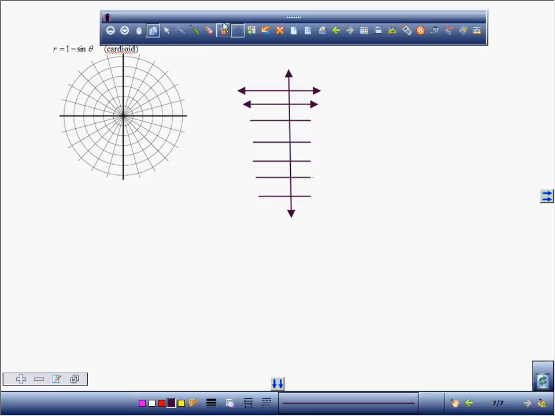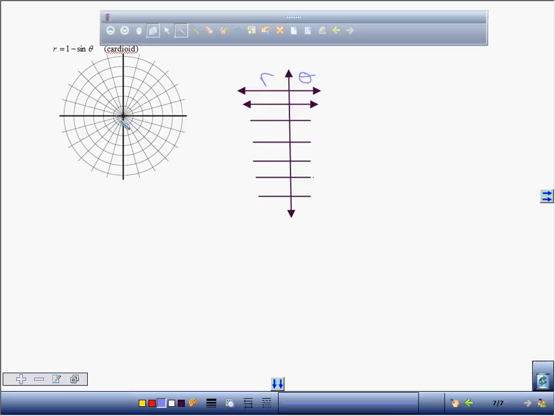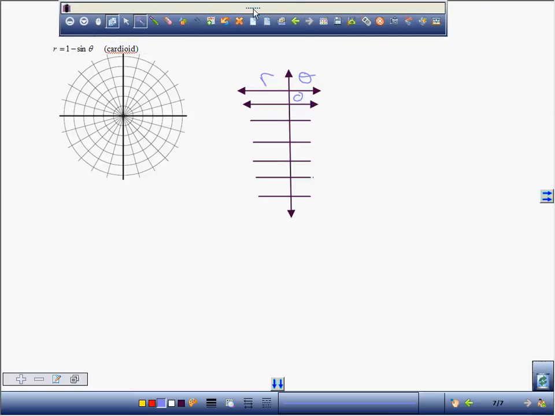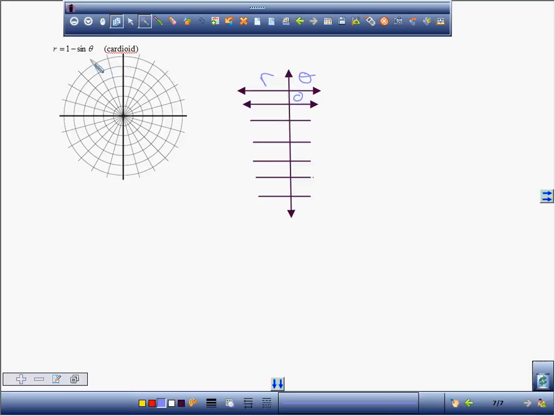So here's what you do when you're graphing by hand. You call this R, and you call this theta. All right? And this is going to come out looking kind of squished because this one doesn't go out very far. But I start by plugging in values for theta. Okay. So I'm going to plug in 0 for theta.